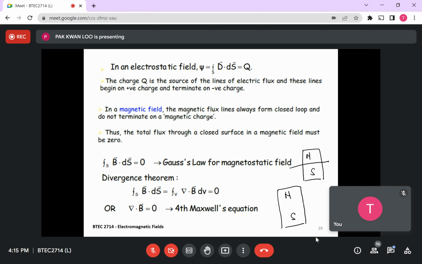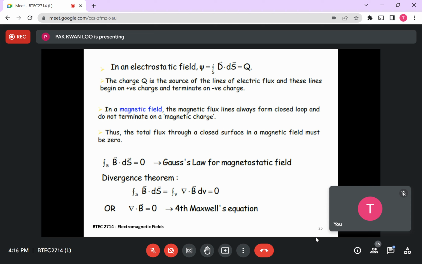And don't think that if I don't break it into half, I will grind it into a powder form. Same. You won't get a monopole, regardless how you do it. You won't get a monopole. That's the nature of the magnet.